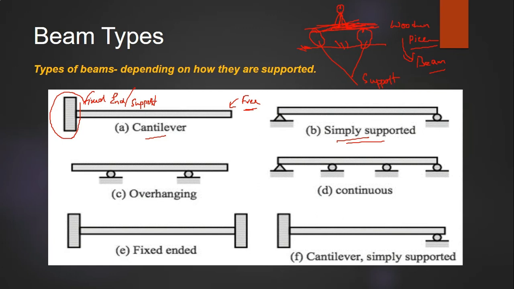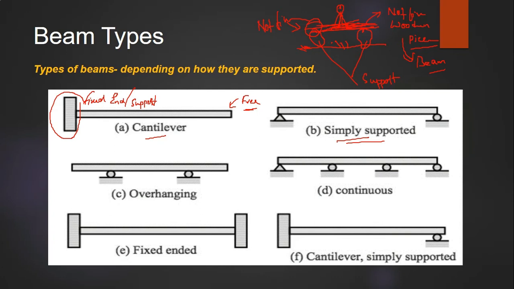See here, this is not fixed here, and here it is also not fixed. So therefore, it is just placed over these supports. You did not fix it with some kind of bolts or in any other manner. You just placed it. If you wanted to lift that wooden piece, you can just lift it up. So this is what we call a simply supported beam.